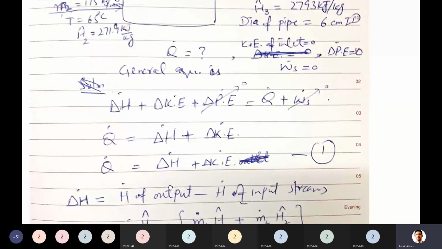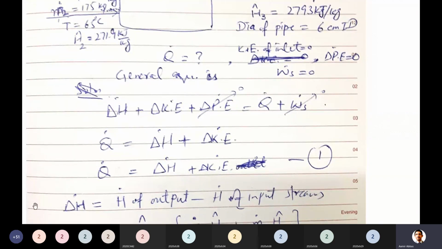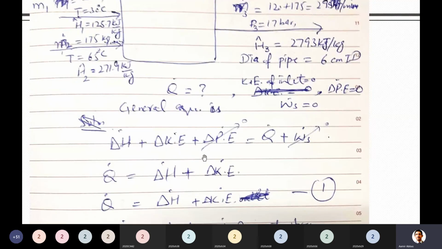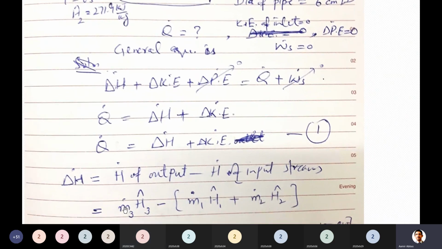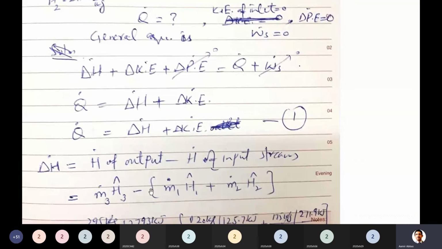First of all, in order to find Q, these two terms definitely we have to evaluate. So, change in enthalpy: when you write del H, it is H of output minus H of input streams. How many input streams and how many output streams are here? 2 input, 1 output. Good. So we can write this simple formula, as I mentioned, with M3H3, meaning outlet stream number 3. I named it 3, and 1 and 2 are just entering. So I have written the general formula like this: minus M1H1 plus M2H2.